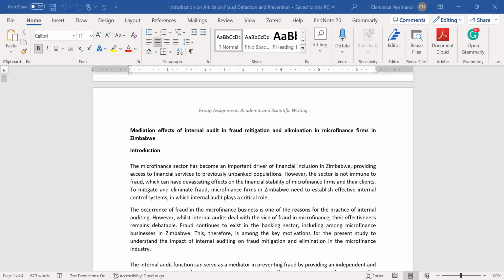The occurrence of fraud in microfinance business is one of the reasons for the practice of internal auditing. However, while these internal audits deal with the vice of fraud in microfinance, their effectiveness remains debatable. Fraud continues to exist in the banking sector, including among microfinance businesses in Zimbabwe. This, therefore, is among the key motivations for the present study to understand the impact of internal auditing on fraud mitigation and elimination in the microfinance industry. All right, let's have reactions from the floor.